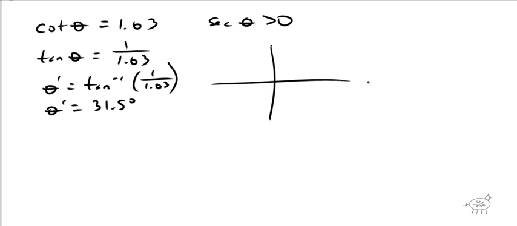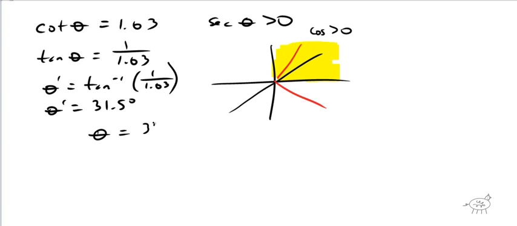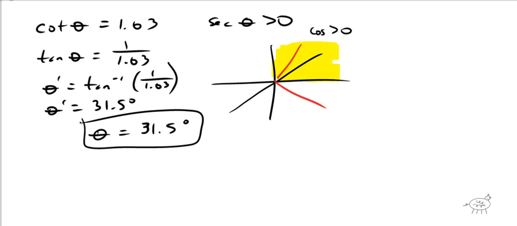Let's draw a nice picture here. Where's tangent positive? Or cotangent, same thing, right? They're positive in those two quadrants. Then I have secant greater than 0. Remember, secant goes with cosine. Where's cosine greater than 0? It's in the first quadrant and in the fourth quadrant. My answer has to be where it overlaps, so that's just the first quadrant. That one's actually easy because theta is just equal to 31.5 degrees. One answer. Sometimes it's 2, sometimes it's 1. It all depends.